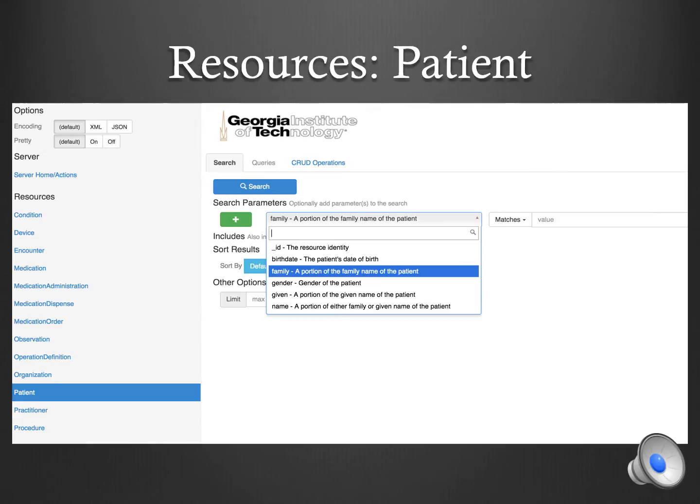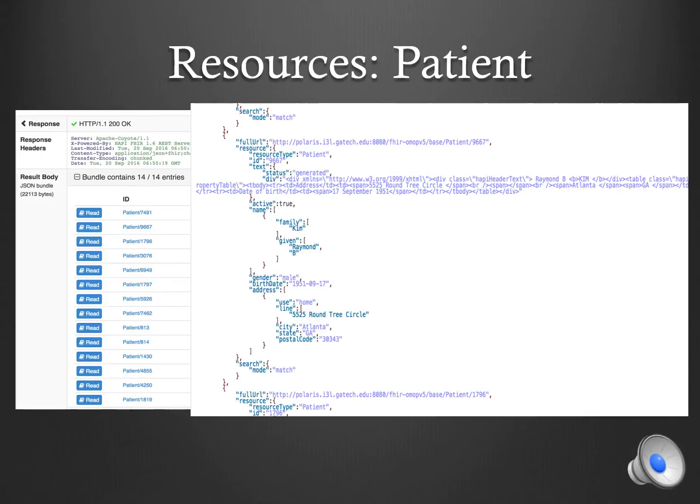Here we are given search parameters. We can search patient information by patient's ID, birth date, names, and gender. You can also provide multiple parameter values. This is the patient information result after I searched by Kim as family name. As you can see, I was able to find 14 patients who have the last name Kim. I can get the unique ID of each patient as well as full name, gender, birth date, and full address.